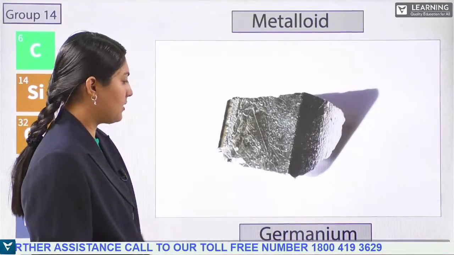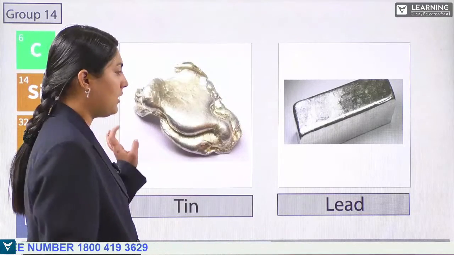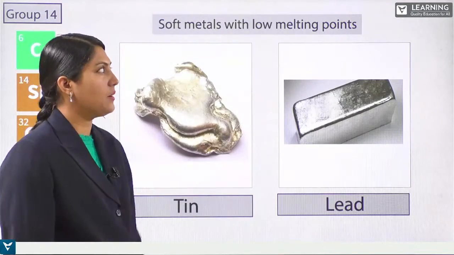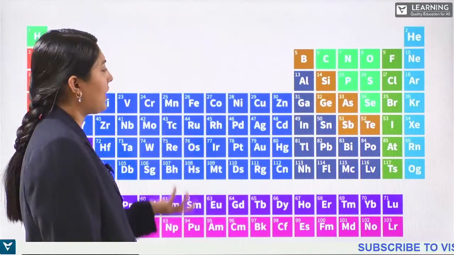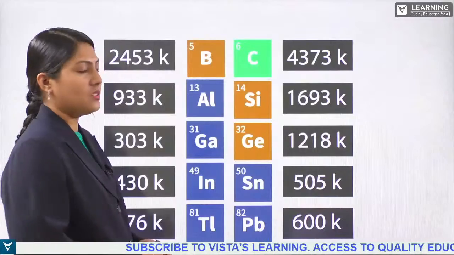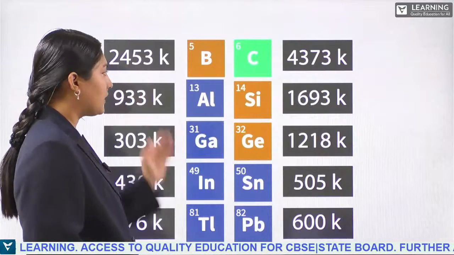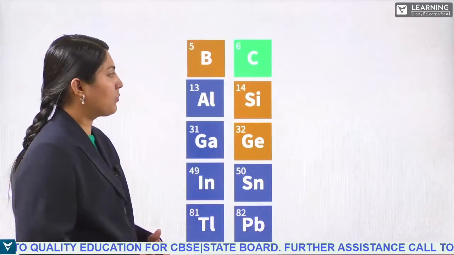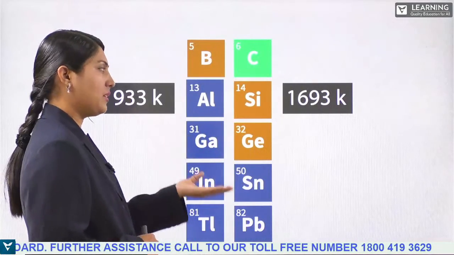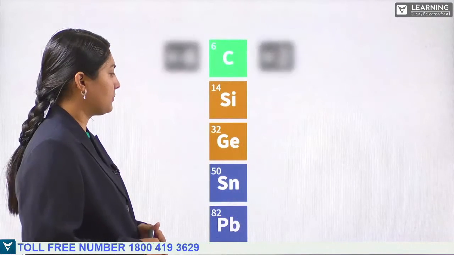So as I said, the physical properties here: the first, carbon and silicon, are non-metals, germanium is a metalloid, and the other two, tin and lead, are metals. They are soft metals and they have low melting points. Generally they have low melting points, but compared to that of group 13 elements, they have higher melting points. Taking an example with aluminum and silicon, silicon has a higher melting point than aluminum. Hope you understand this, students.